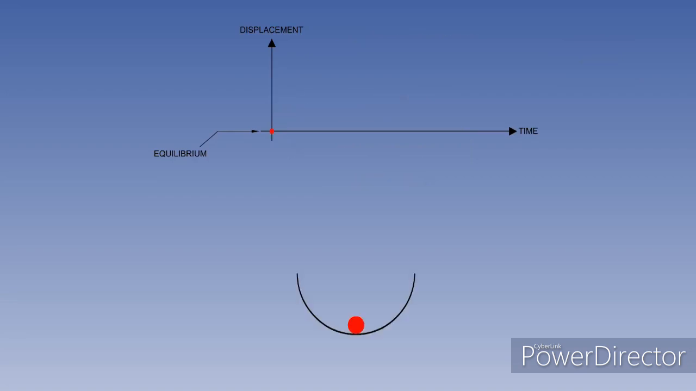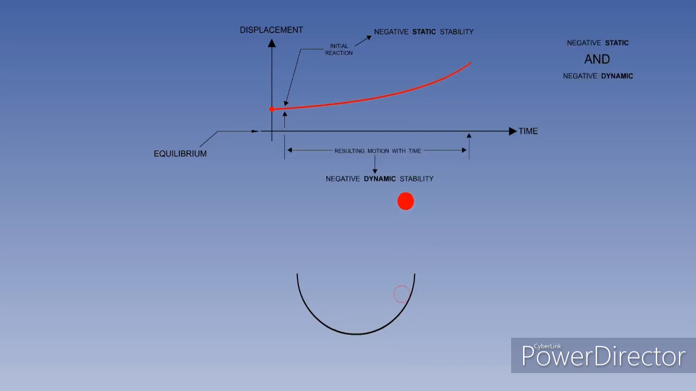Let's reset the graph and include the ball in the bowl. Displacement takes place. The disturbing force is removed, and the initial movement away from equilibrium begins. Over a period of time, a further movement from equilibrium takes place. An illustration of negative static and negative dynamic stability.